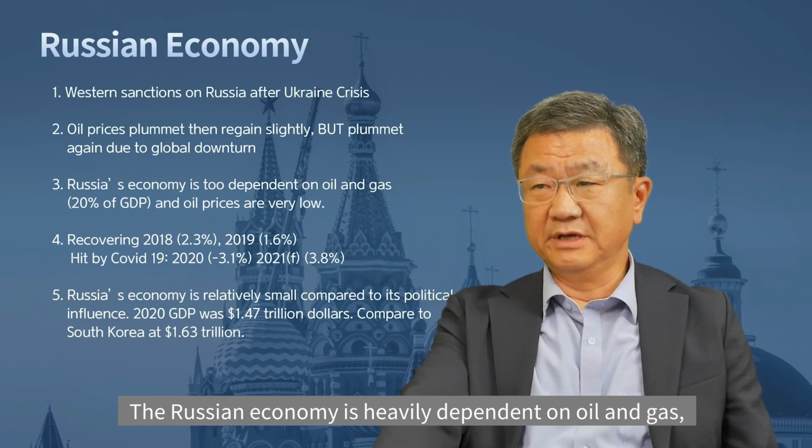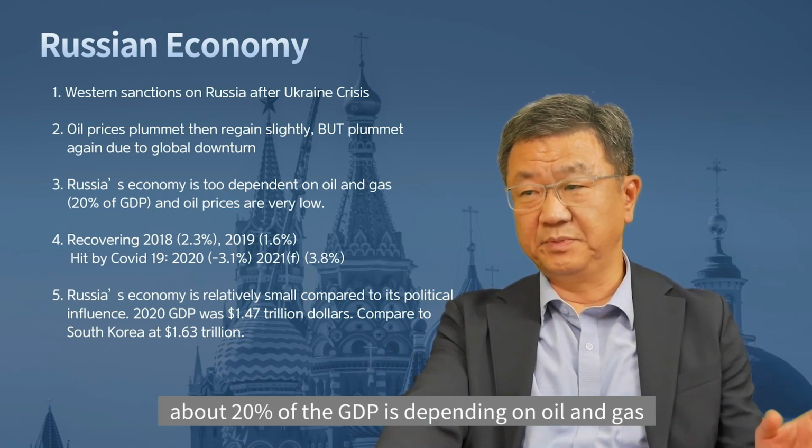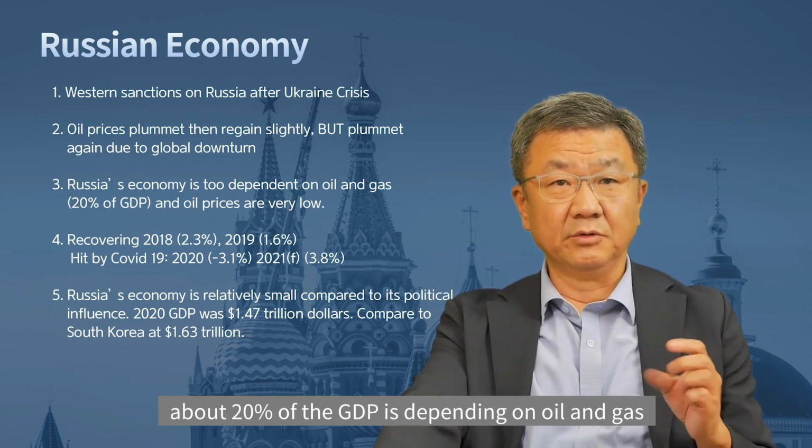The Russian economy is heavily dependent on oil and gas. About 20% of the GDP is dependent on oil and gas.